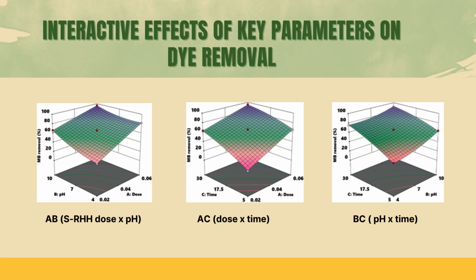The interaction between contact time and initial concentration shows that lower dye concentrations reach equilibrium faster, while higher concentrations require longer time for dye molecules to diffuse into the pores. In addition, the combination of acidic pH and sufficient contact time allows both electrostatic attraction and pore diffusion to occur effectively. This proves that adsorption performance depends on the synergistic effect of parameters.